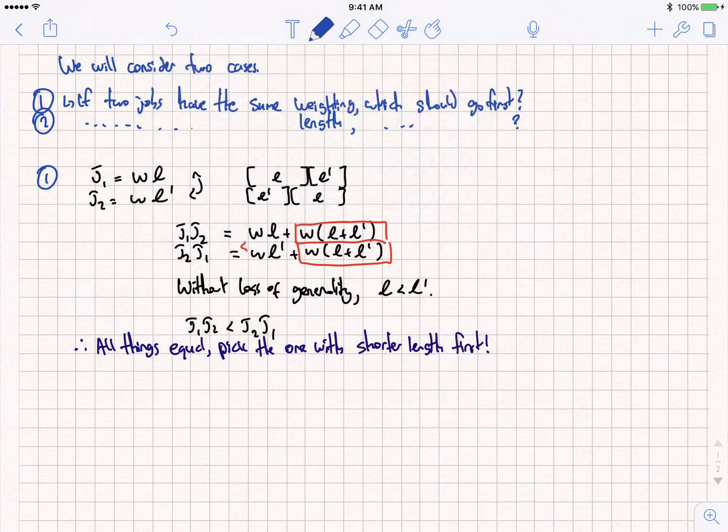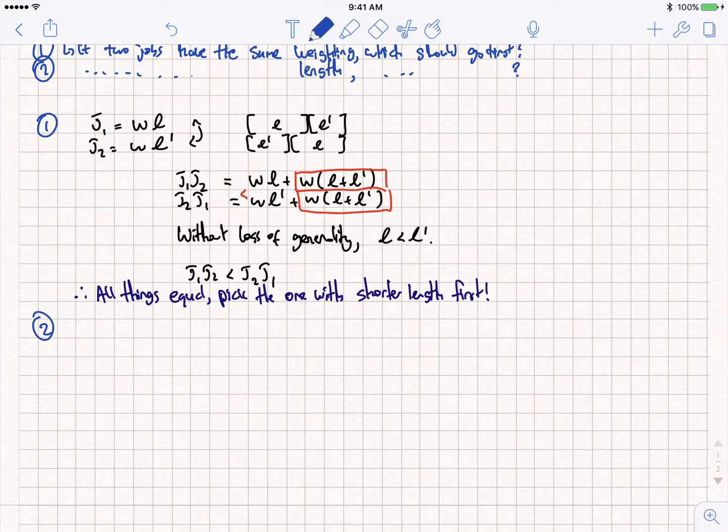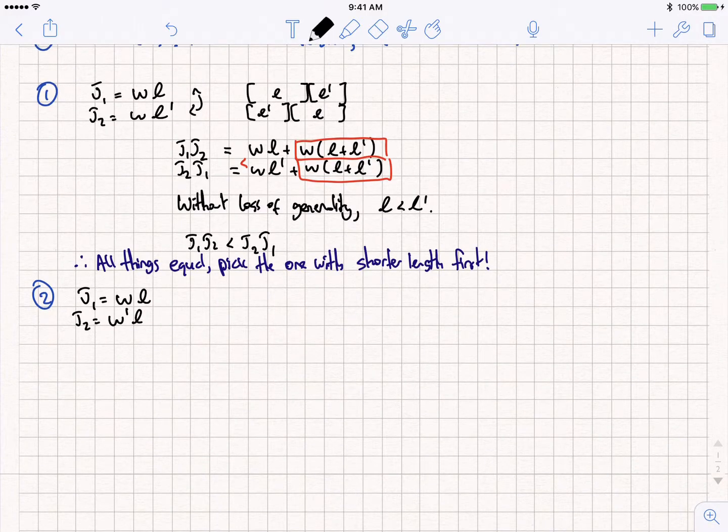Now we have our second case, which is a little more annoying. We have J1 with some weight times length L. Now we have job 2 with some different weight, both with the same length. So our diagram looks something like this.